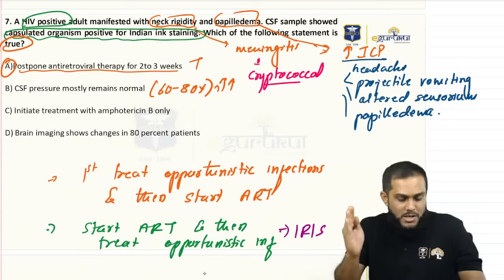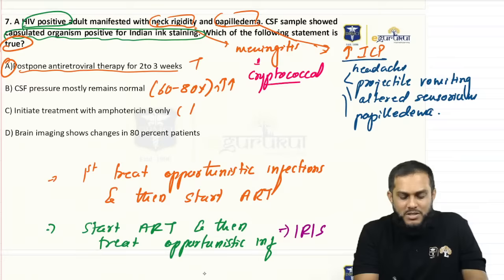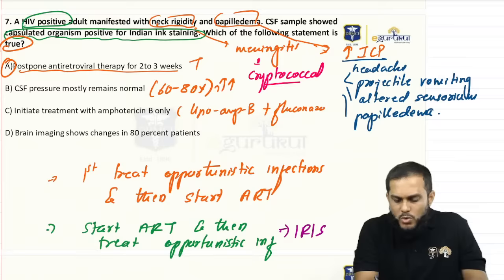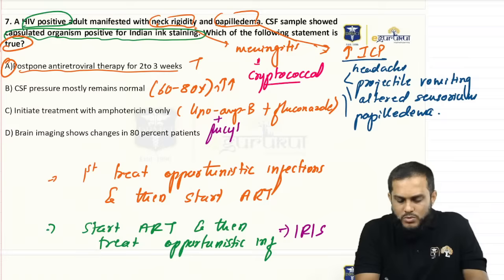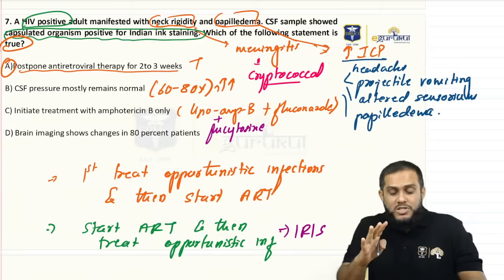No, sir, we have discussed in our class, the complete treatment is liposomal amphotericin B plus fluconazole. Monotherapy you should not use. This is the complete treatment. And in case of severe cryptococcosis, along with liposomal amphotericin B, we have to add flucytosine. Only with liposomal amphotericin B, you should not treat.